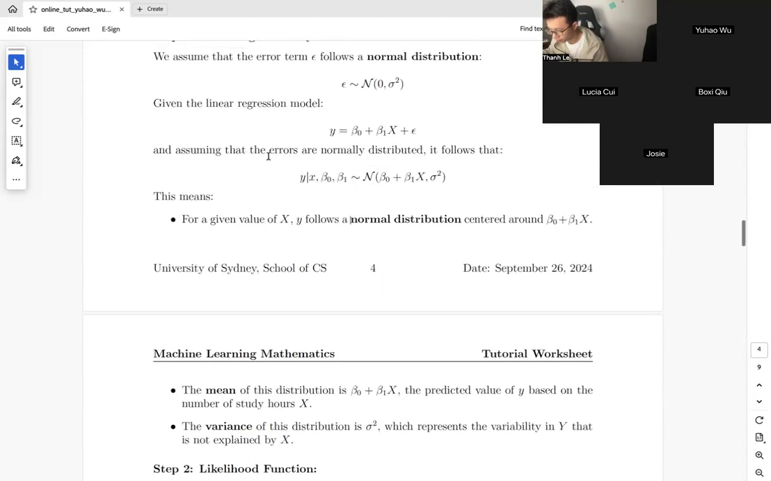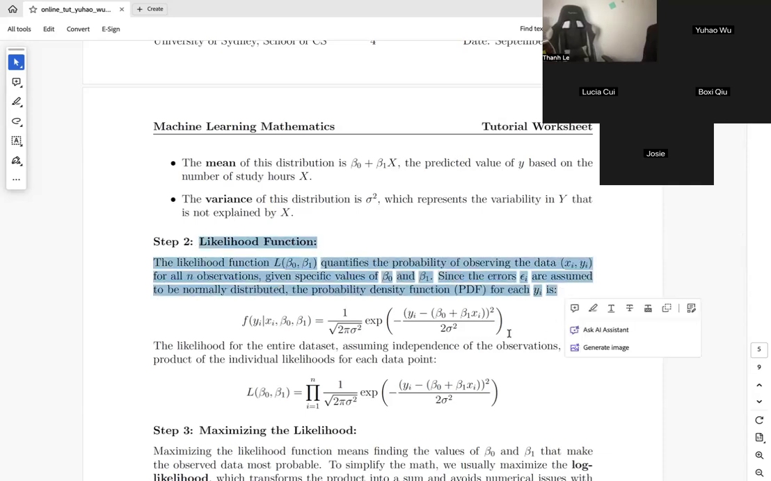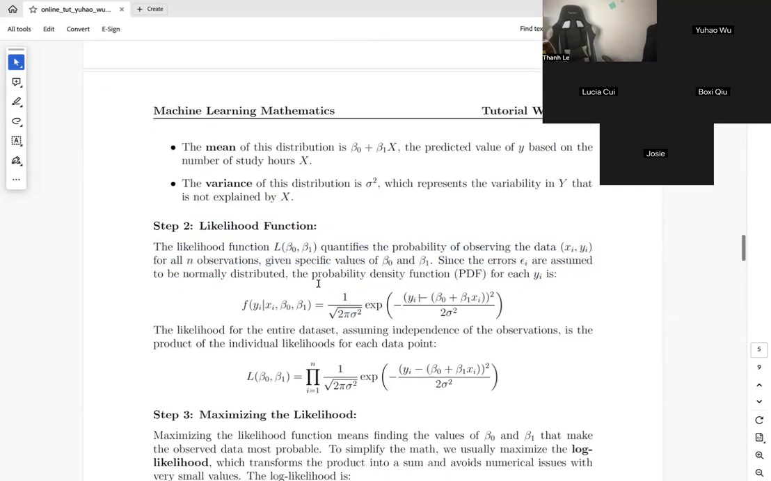And because we already know some training data about x and y, we can directly calculate the likelihood function through our probability density function. This is a normal probability density function. If we make an assumption like the Laplace distribution, maybe the probability density function is different.